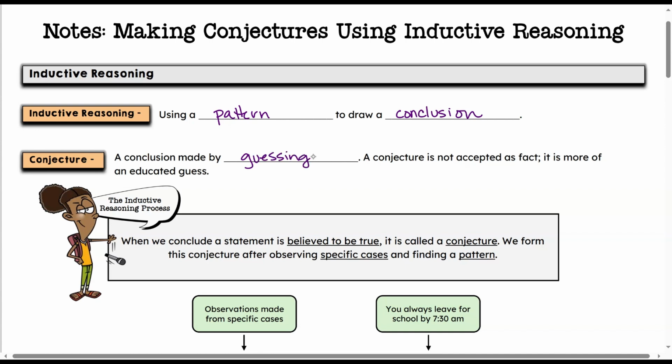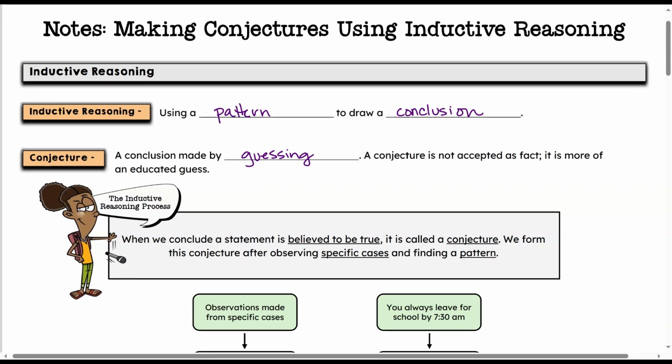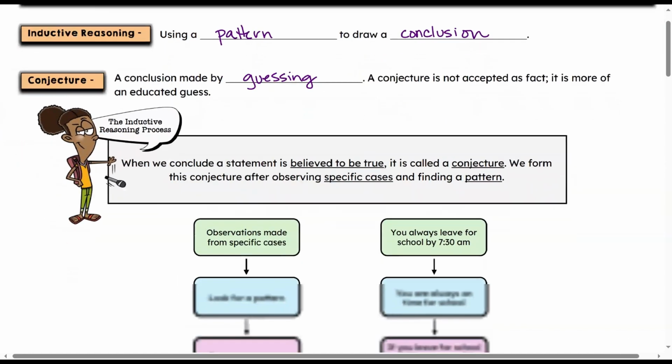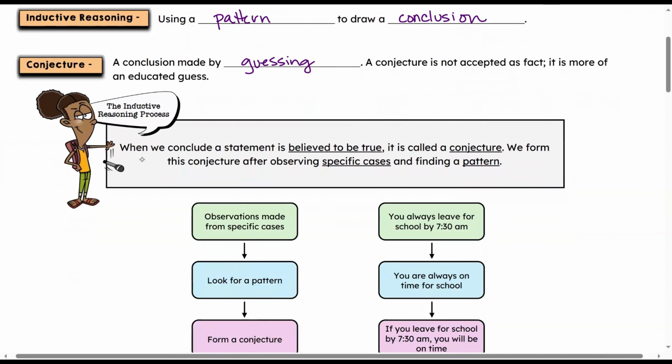A conjecture is a conclusion made by guessing. It's not accepted as fact. It's more of an educated guess. So let's talk about the process of inductive reasoning. When we conclude a statement is believed to be true, it is called a conjecture. So remember, it's believed to be true. We're not saying this is absolutely true. It's just believed to be true. We form this conjecture after observing specific cases and finding a pattern.